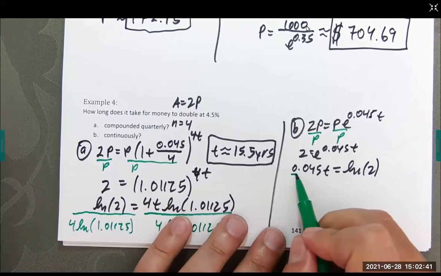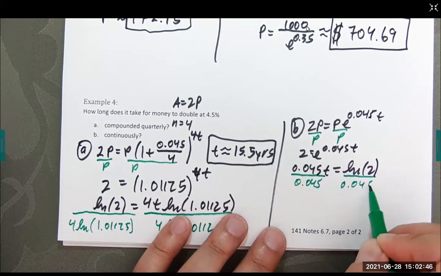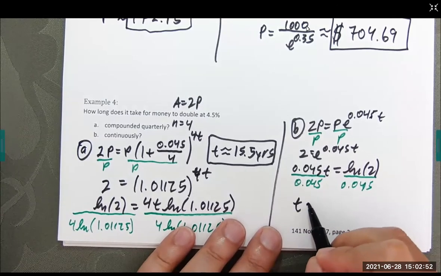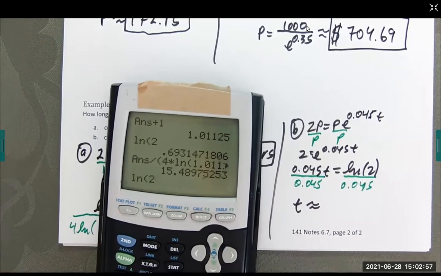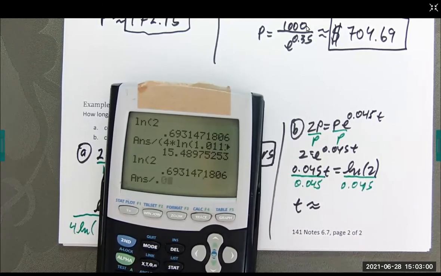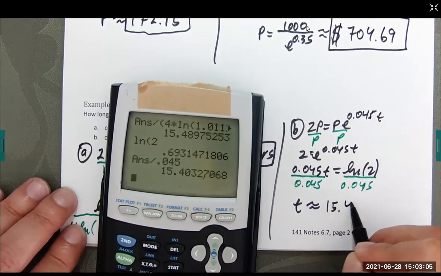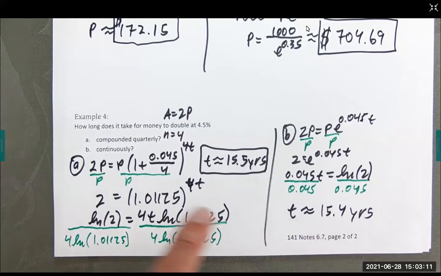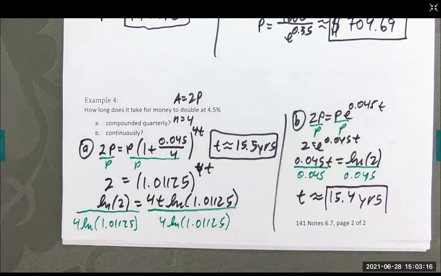Let's see what we get. So ln of 2 divided by 0.045. So about 15.4 years. Not a big difference. A little faster if we do the continuous, but again, it's not like off the charts. So I hope that helps.